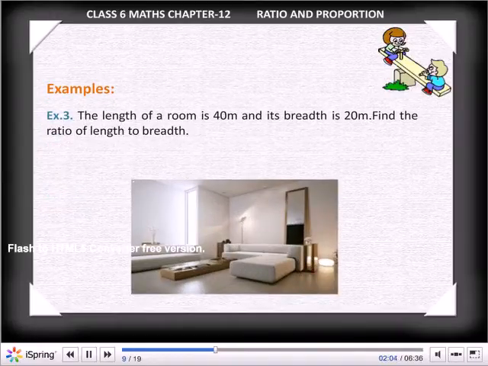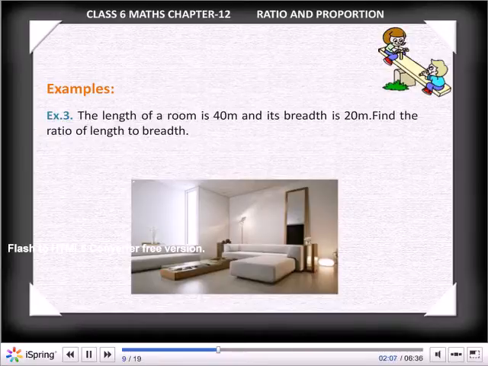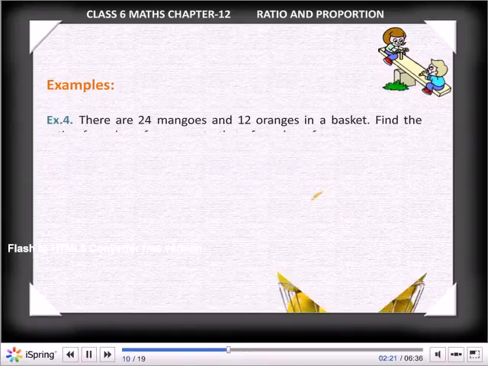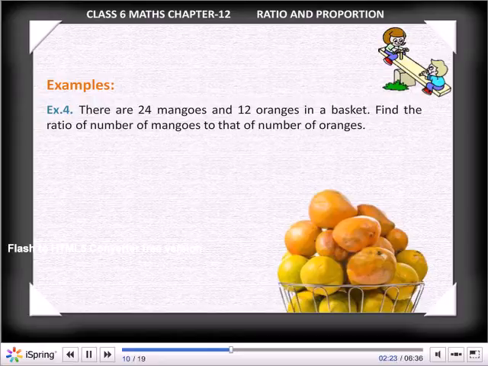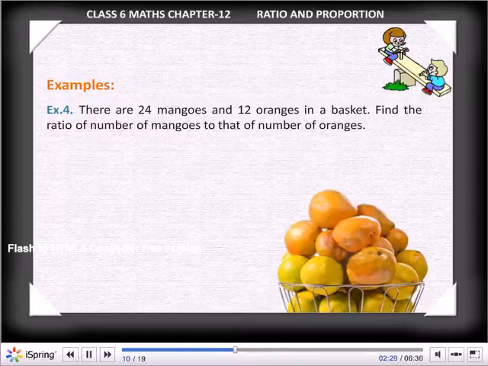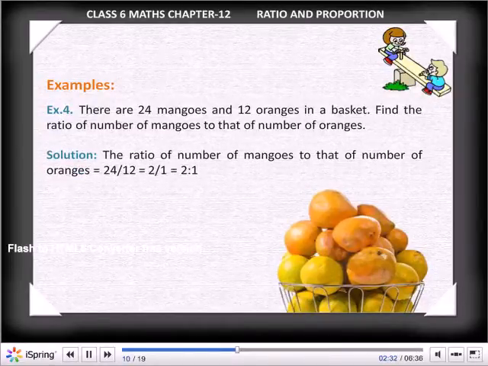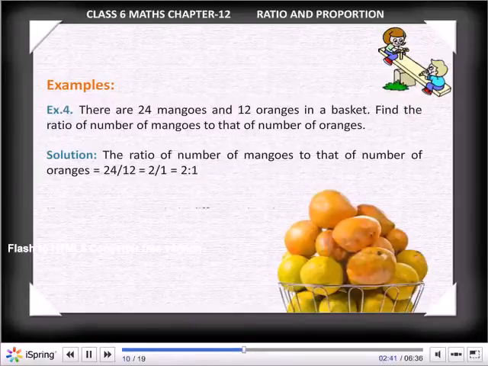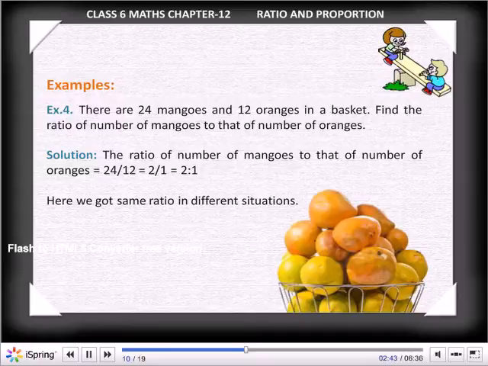Example 3. The length of a room is 40 meters and the breadth is 20 meters. Find the ratio of length to breadth. Solution. The ratio of length to breadth is 40 meter by 20 meter, that is 40 by 20, is equal to 4:2 is equal to 2:1. Example 4. There are 24 mangoes and 12 oranges in a basket. Find the ratio of number of mangoes to that of number of oranges. The ratio of number of mangoes to that of number of oranges is 24 by 12 is equal to 2 by 1 is equal to 2:1. Here we got same ratio in different situations.